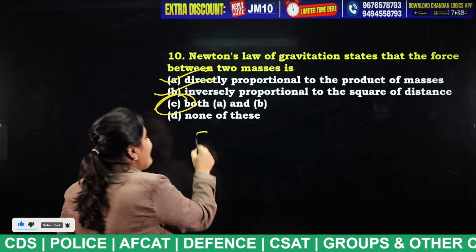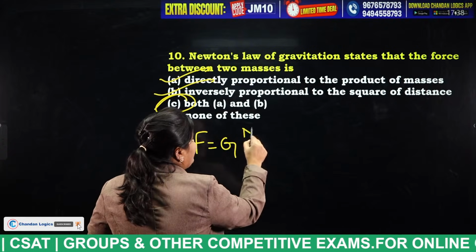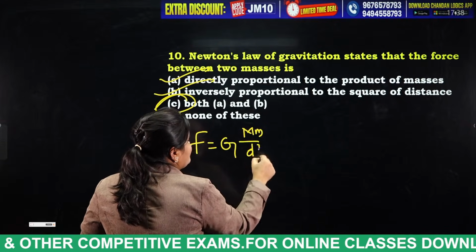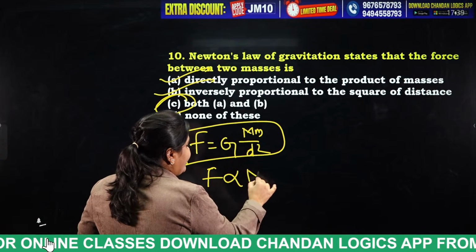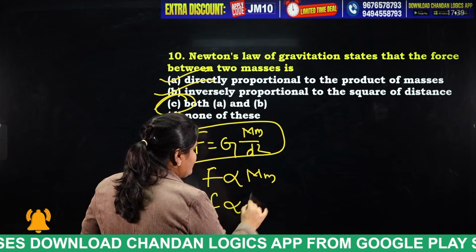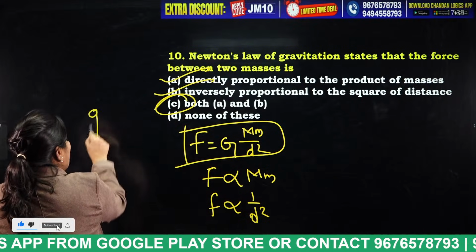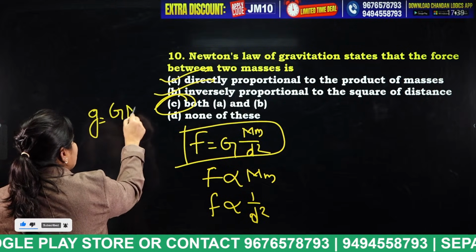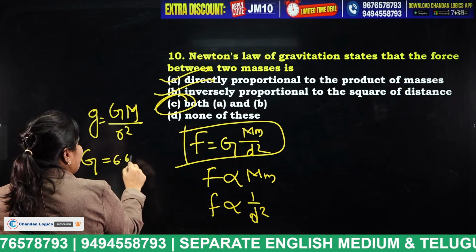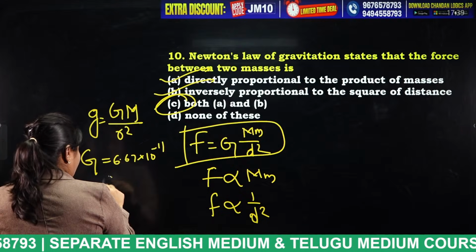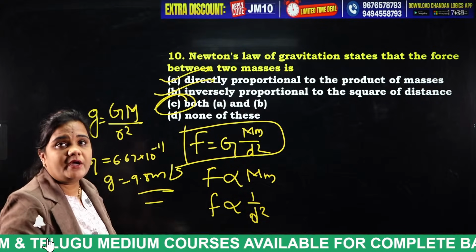Why? Because gravitational force is equal to gravitational constant into product of masses by d square. So this is the standard formula. From this we can write that F is directly proportional to the product of masses and F is inversely proportional to the square of the distance. And what is the formula for acceleration due to gravity? Acceleration due to gravity is equal to gravitational constant into mass by r square. And what is the value for capital G? 6.67 into 10 power minus 11, and g is 9.8 meters per second square. Very, very important terms. Okay.